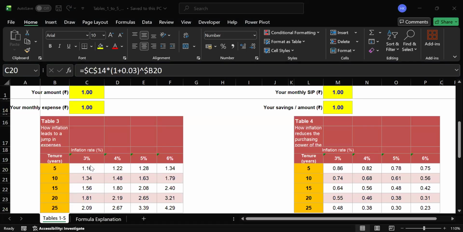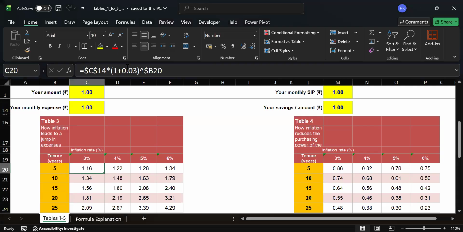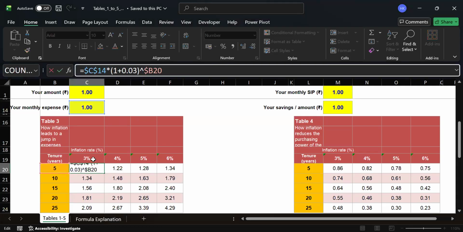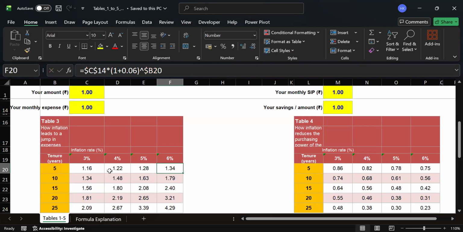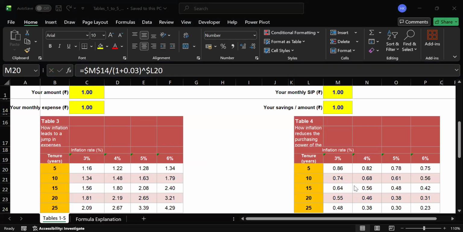So the table, if you see, is the same thing, nothing done differently, so there's nothing more to explain. Whatever I explained in table number 1, the same thing we have done here. Okay, now we go to table number 4.